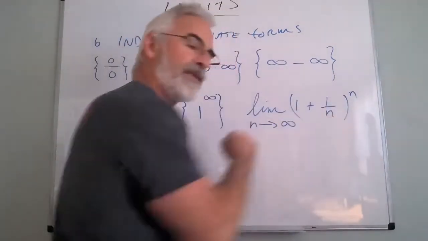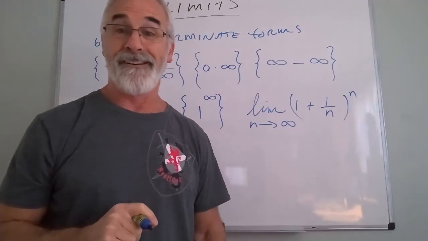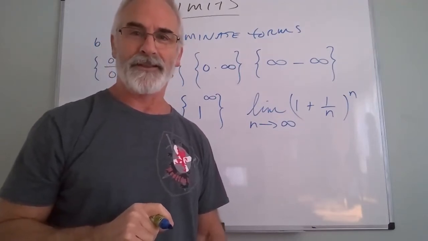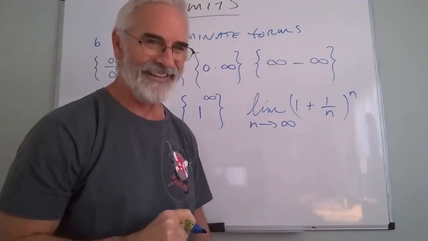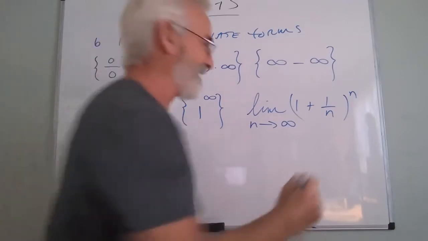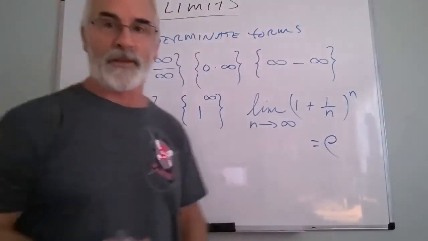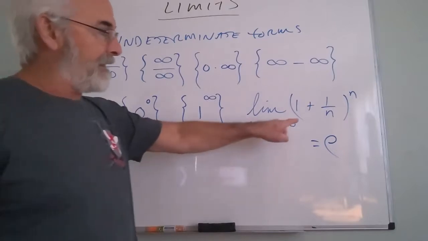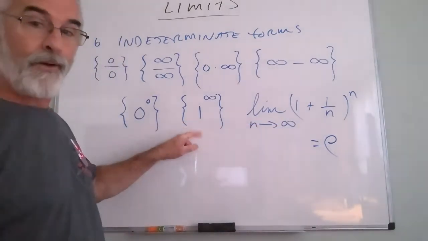Does anyone remember what that limit equals? You learned this in Calc 1. Gads, people, you got to know what this limit is. E. It's E. E, yeah. I know that was terrible. Yeah, this is E. This is the most important limit that exists, period, because E is the most important number that exists, period. Yet it's of this form. Oh, the answer is not 1, is it?